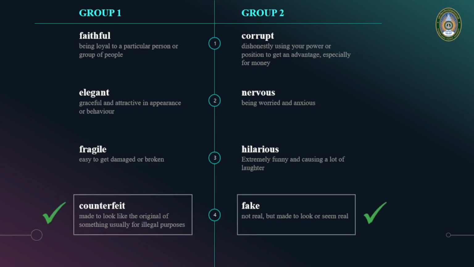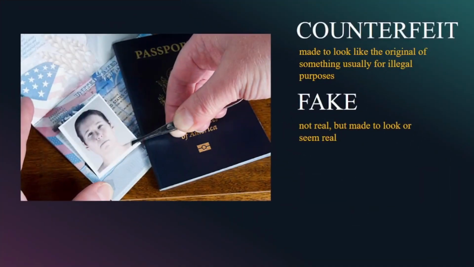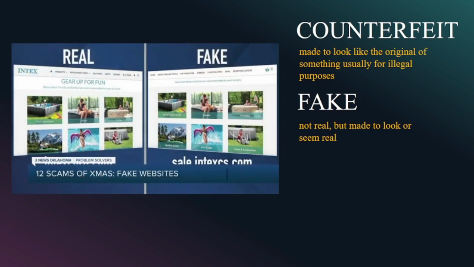All right, so let's highlight the answer and a quick example. In this picture, you can see that someone is trying to change the photograph in someone's passport. Okay, that's fake. It is going to be a counterfeit passport or a fake passport. Another example, fake websites. Though they look quite real, they're actually not. They're made to look real to cheat, to deceive people. All right, so there we go. Counterfeit and fake. Both the words have nearly the same meaning.